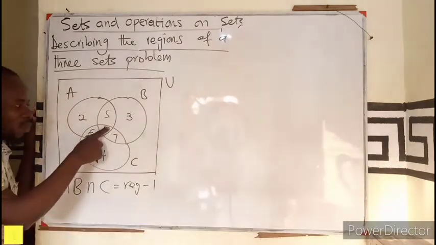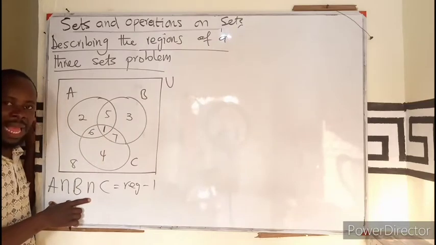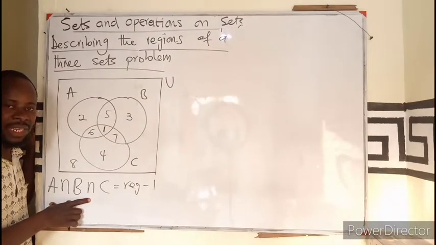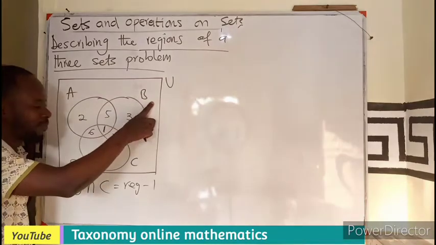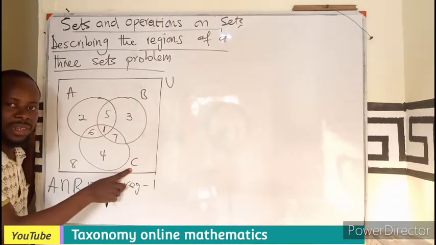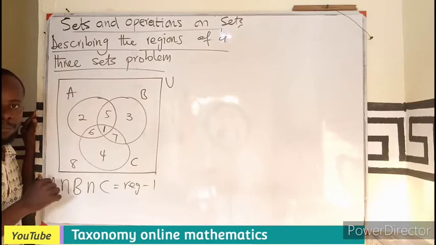If I'm looking for region 1, how will I describe it in terms of union, intersection, and the operations? It's going to be A intersection B intersection C. That is the middle there.